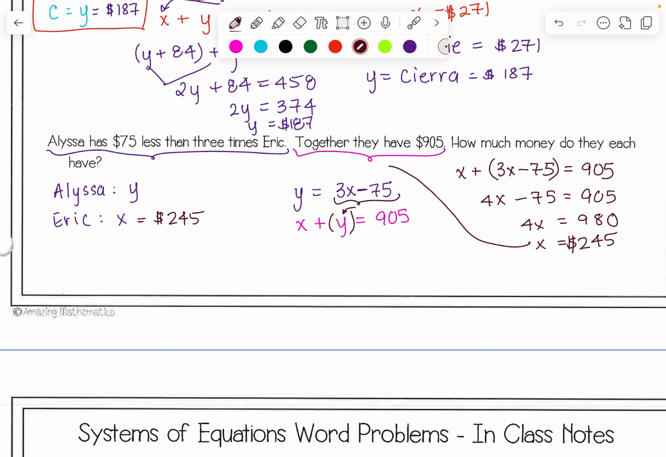We're going to take this x value, plug it into this equation for y. Here we go. Y is equal to 3 times x, but x is $245, minus 75. So I'm just bringing that down. If you want to plug it into the other equation, you can. So when you do the math, you should get y is equal to $660.